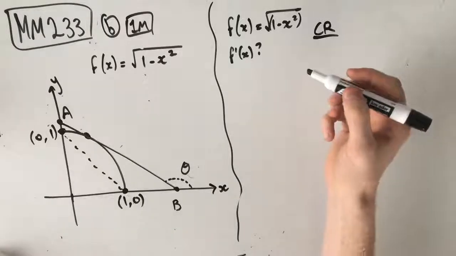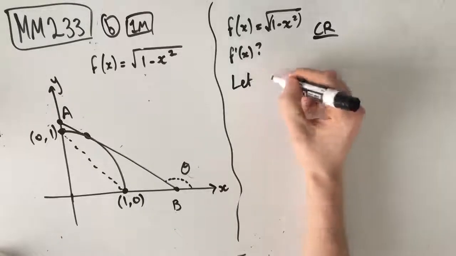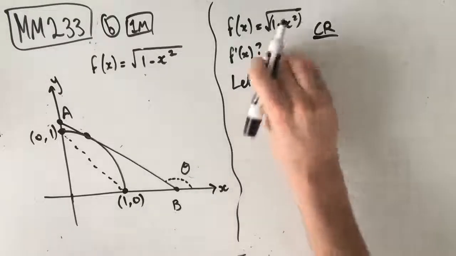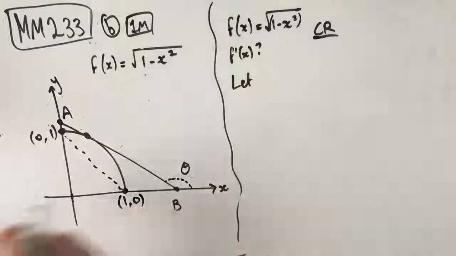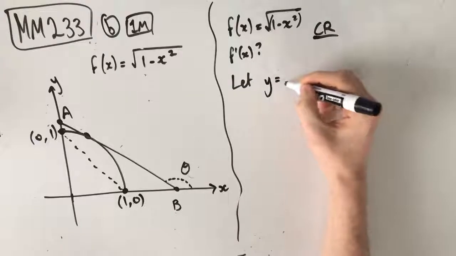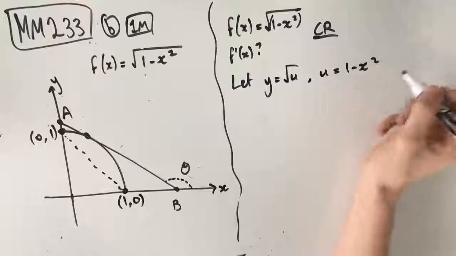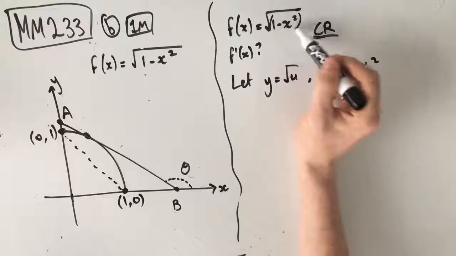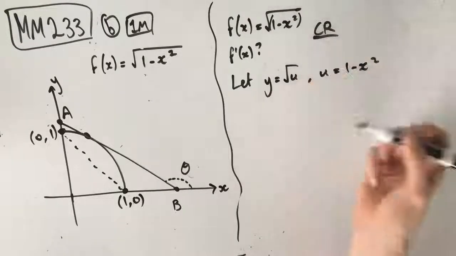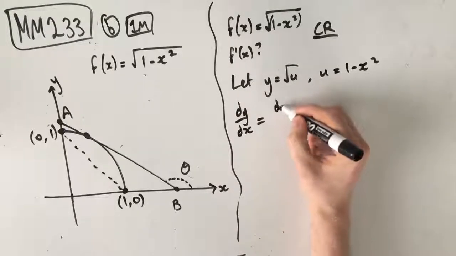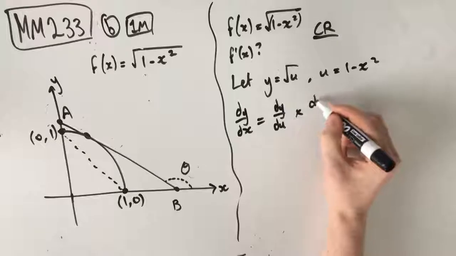And what's our chain rule? So first things first is we let f of x. Actually, you know what? I'm going to use y because I like using y in the chain rule. So we let y equal square root of u, where u is equal to 1 take x squared. Right? So we've got our square root of u, and u is 1 take x squared. Then our dy dx is equal to dy du times du dx.